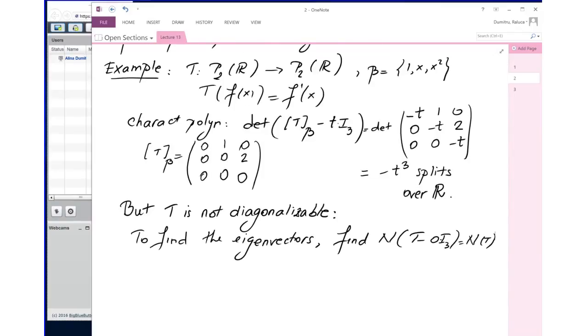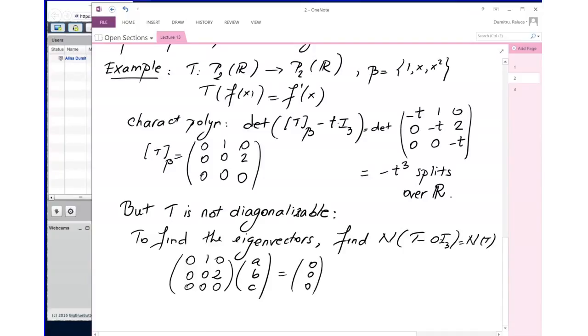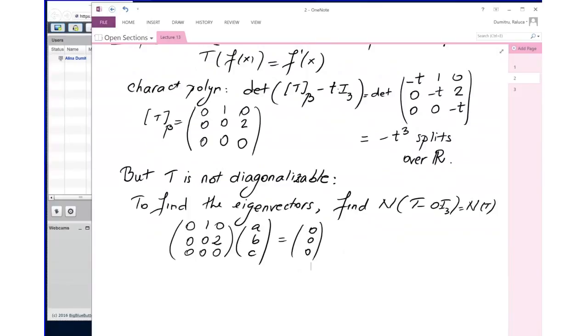Okay, but that would be those vectors for which T of V equals 0, right? Or if you want in terms of matrices, those vectors A, B, C, such that this will give you the 0 vector. But this means on the left we get B. So B is 0. Then 2C equals 0. And that's it. The two of the variables have to be 0. And A is free when we solve this system.